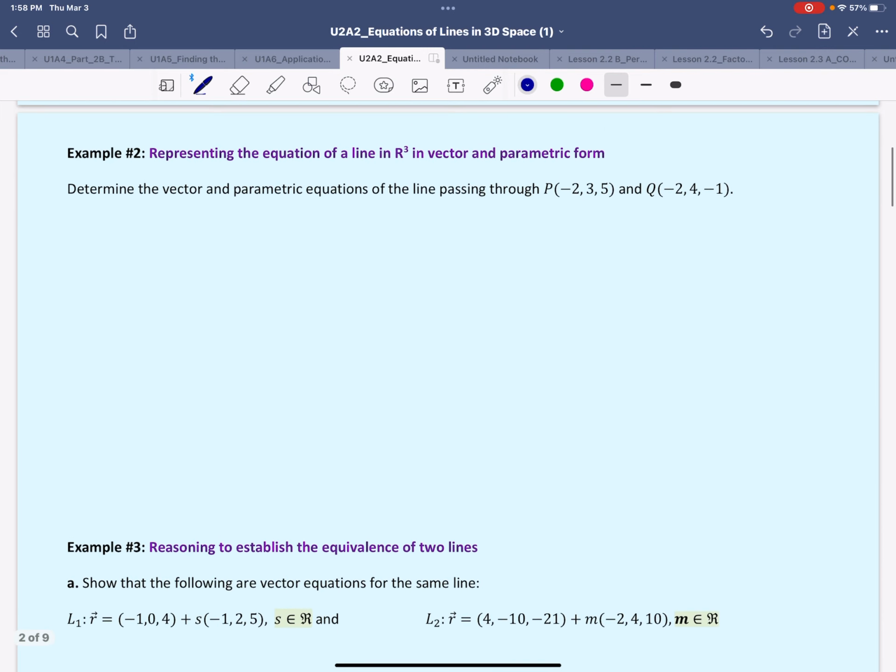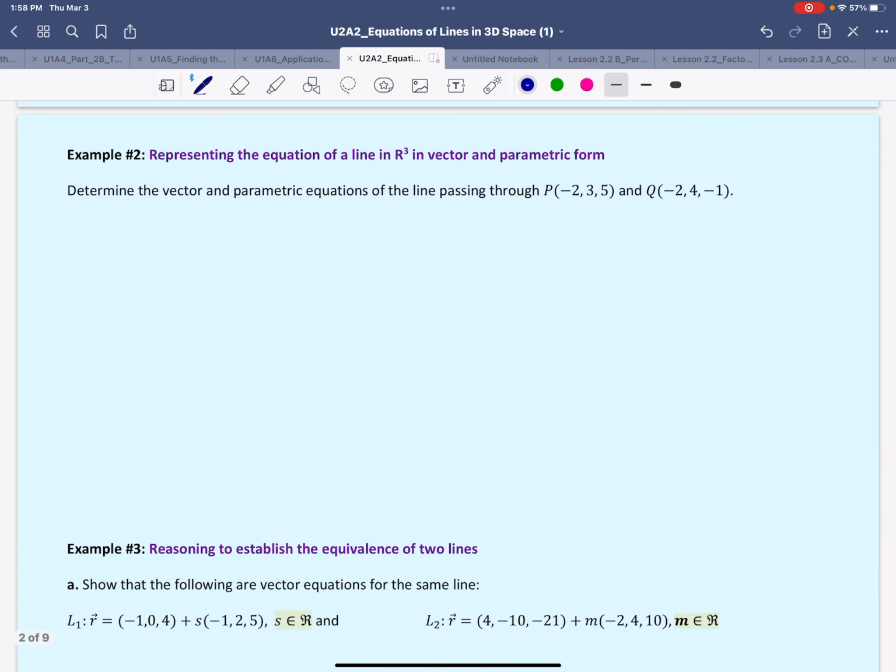Now, in the next example, we are going to represent the equation of a line in R3 in vector and parametric form. So that's what we'll practice. We have 2 points, P and Q. That's where the line is going to pass through. So first of all, what I like to do is write the equation that I'm trying to create. So I'm trying to create an equation in the form (x, y, z) equals (x0, y0, z0) plus some multiplier t, and then (a, b, c).